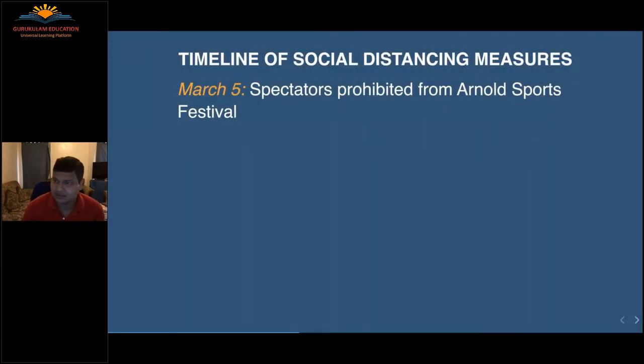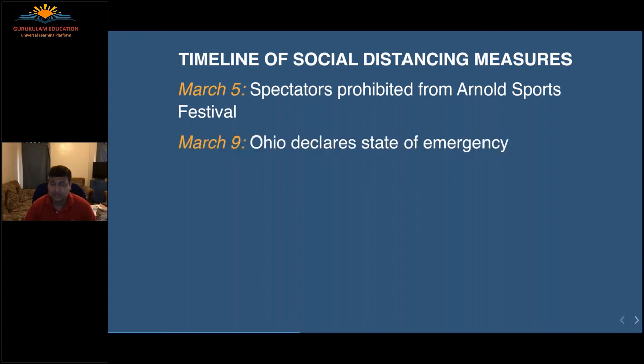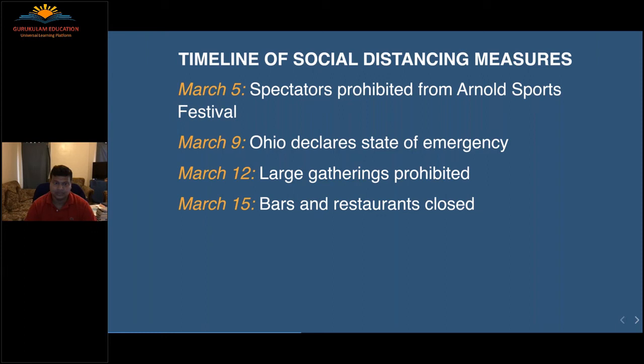So now here's how COVID-19 actually shaped this thing. Some timeline of social distancing measures. What happened here in the state of Ohio? On March 5th, spectators were first prohibited from the Arnold Sports Festival. It was a good thing that they did, because otherwise it would have been catastrophic. Then Ohio declared a state of emergency on March 9th. And then on March 12th, all large gatherings were prohibited, bars and restaurants were closed, and statewide school closure was done.